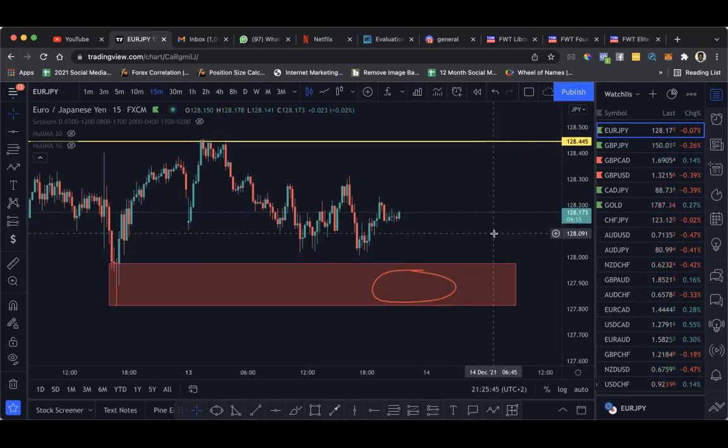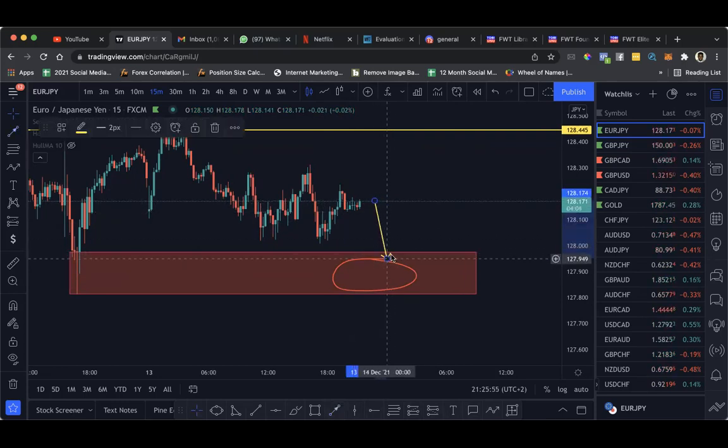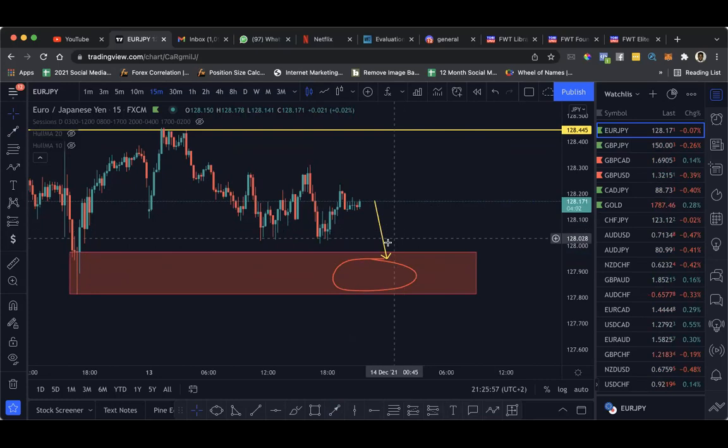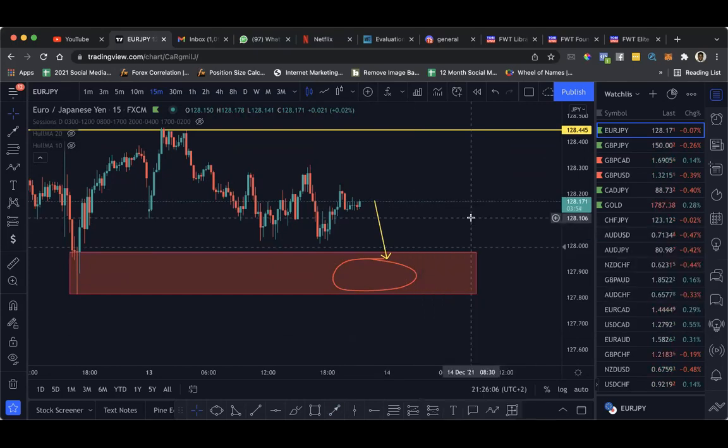All you have to do is to set an alert. So let's say I want price to come back to this zone. What can I do? I set an alert somewhere here. In doing that, just click on the area and then you see add alert.